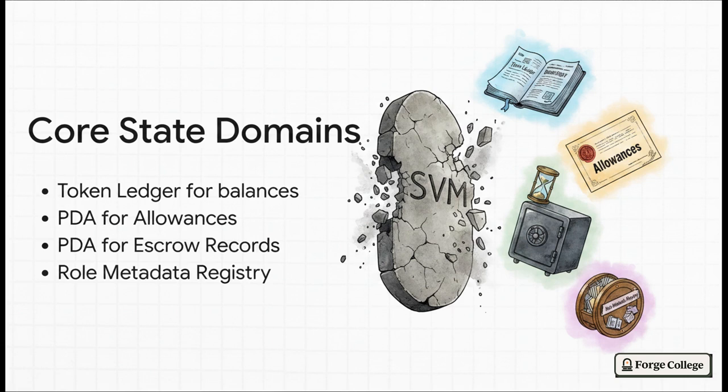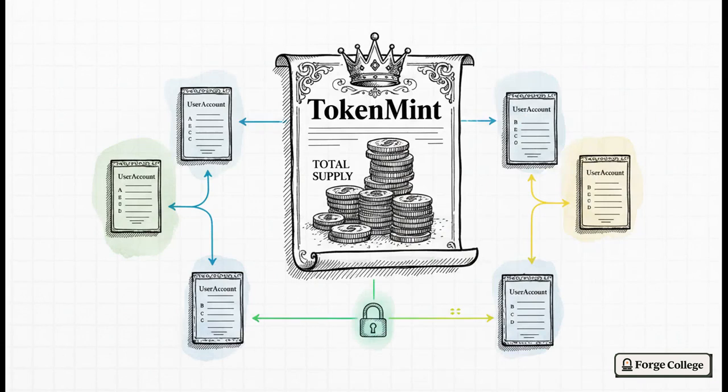We break it down into a token ledger holding the mint account and per-user balances. We carve out explicit PDAs for allowances. We create entirely separate PDAs for escrow records, complete with their own release timestamps. And we isolate the role metadata into its own small, tight registry. Let's look at the actual data structures for this.